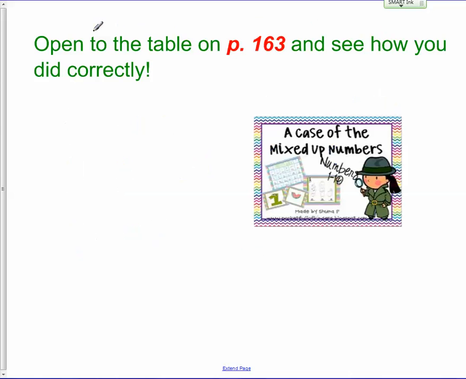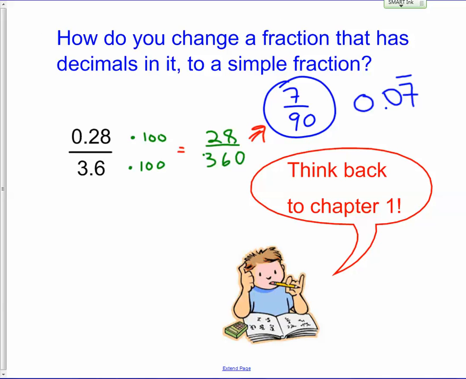And then I told you to make sure that you all checked what you came up with in your book. This table on page 163 shows you all of the decimal fraction equivalents that you should have memorized as a 6th grader. You should really know all those.